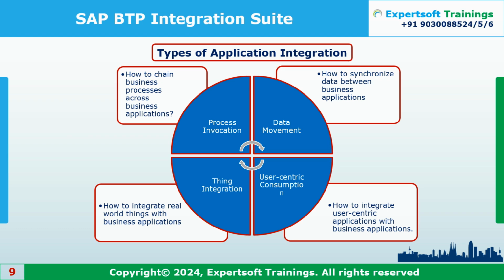And user-centric consumption is how the business applications can be made user-centric by using integration suite. That can be covered. And thing integration is how they integrate real-world things with the business applications. So you have some business application, and you want to consume some other area, like some services of Google, and you want to generate something else. So in that way, this is thing integration.